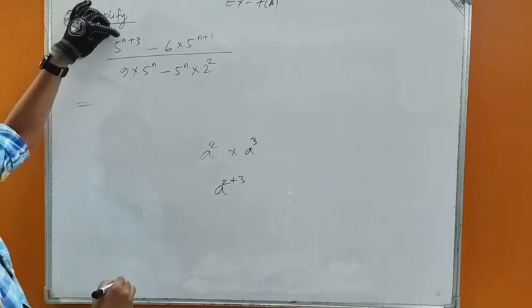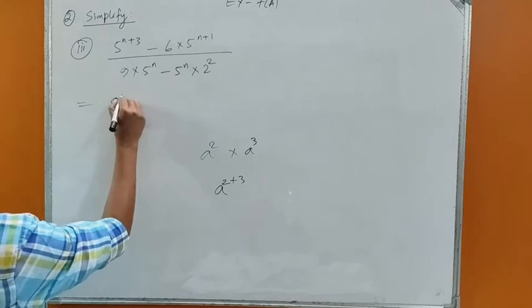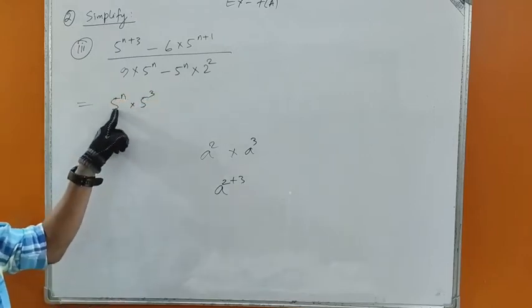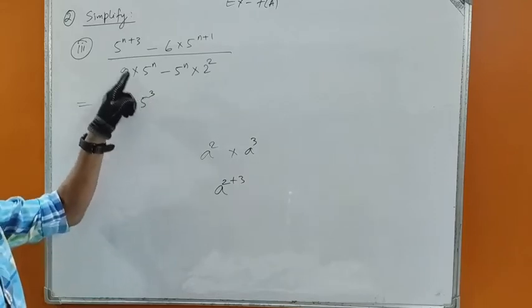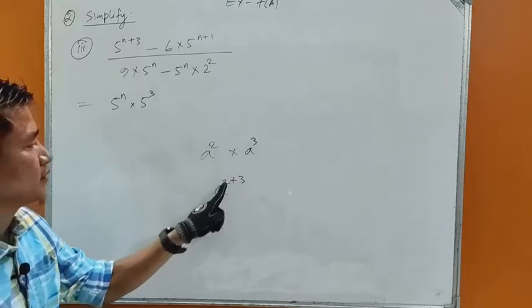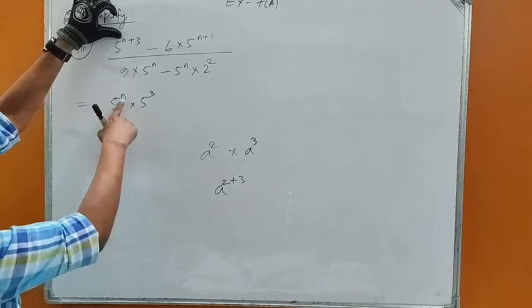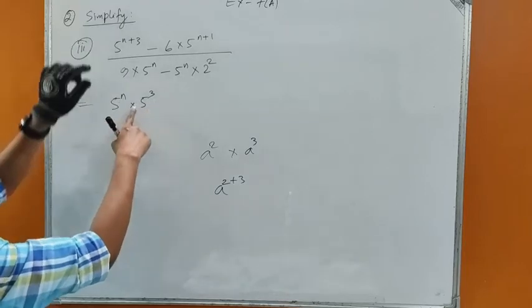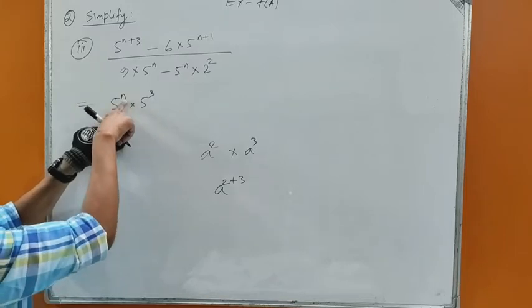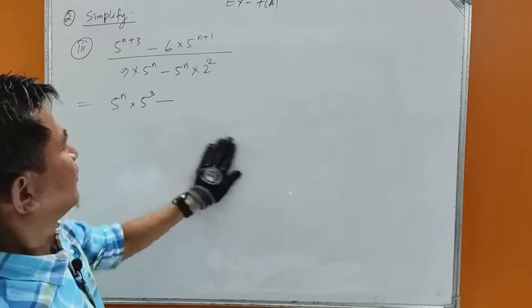Okay, 5 to the power n plus 3 means 5 to the power n into 5 cube. So the bases are the same, the powers will be added, n plus 3, like 2 plus 3. Same thing, 5 to the power n into 5 to the power 3. The bases are the same and there is a multiplication sign between them. The power will be added, n plus 3. Are you getting me? I hope so.